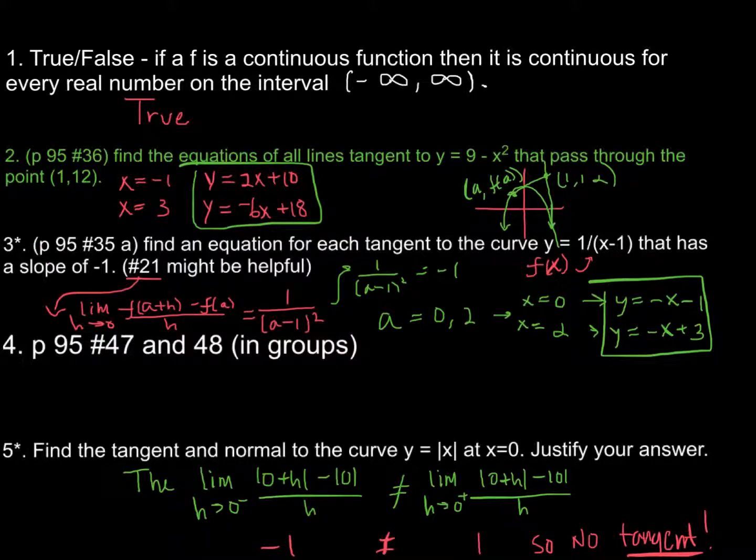Number 3 requires you to kind of look back at number 21. You want to find the instantaneous rate of change for any value a, and so you take the limit as h approaches 0 of (f(a + h) minus f(a)) over h, and you get 1 over (a minus 1) squared, and so that's going to be your slope at any point a. We want to know when that is equal to 1, so you set it equal to 1 and solve, and you can write your values.